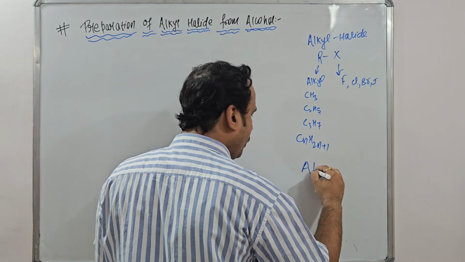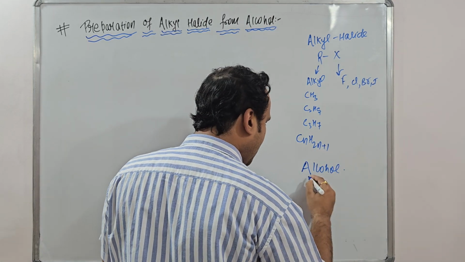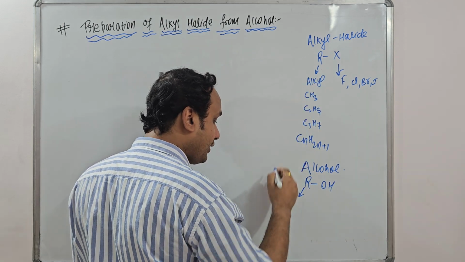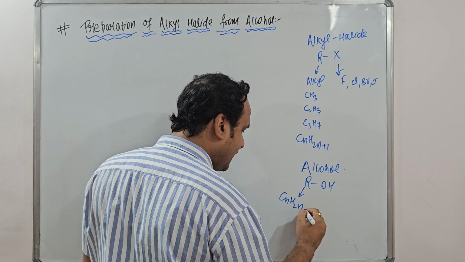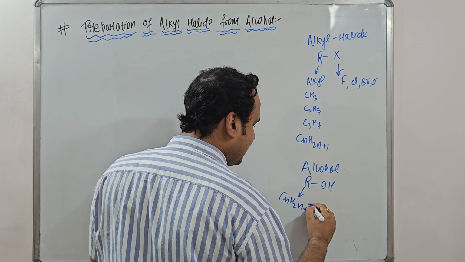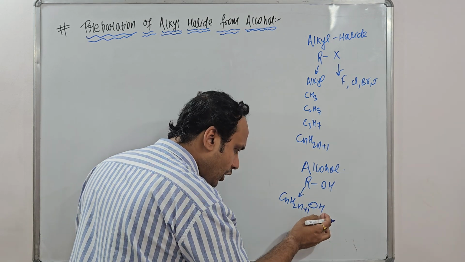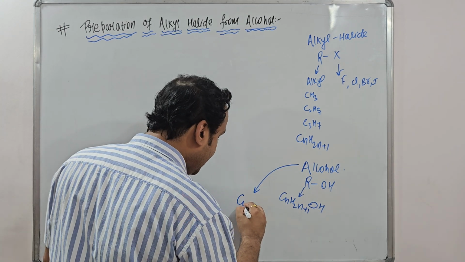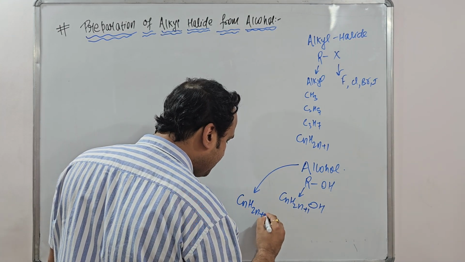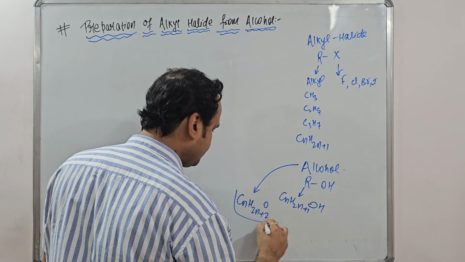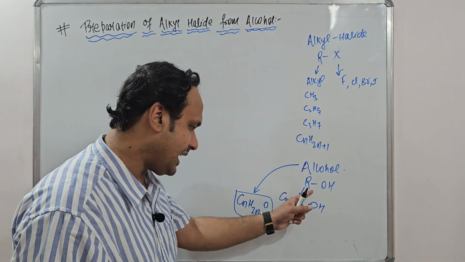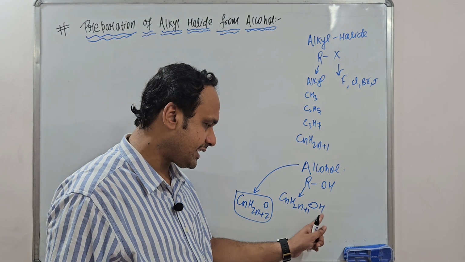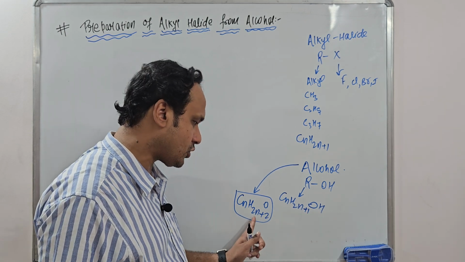Similarly, alcohol we will have ROH, and R has a general formula CnH2n plus 1, and with that there is OH. Now if I add this over here, then we can write the general formula of alcohol is CnH2n plus 2 and O. How have I made this? Because alkyl has CnH2n plus 1 and OH. I have taken this H over here, so CnH2n plus 2 and O.